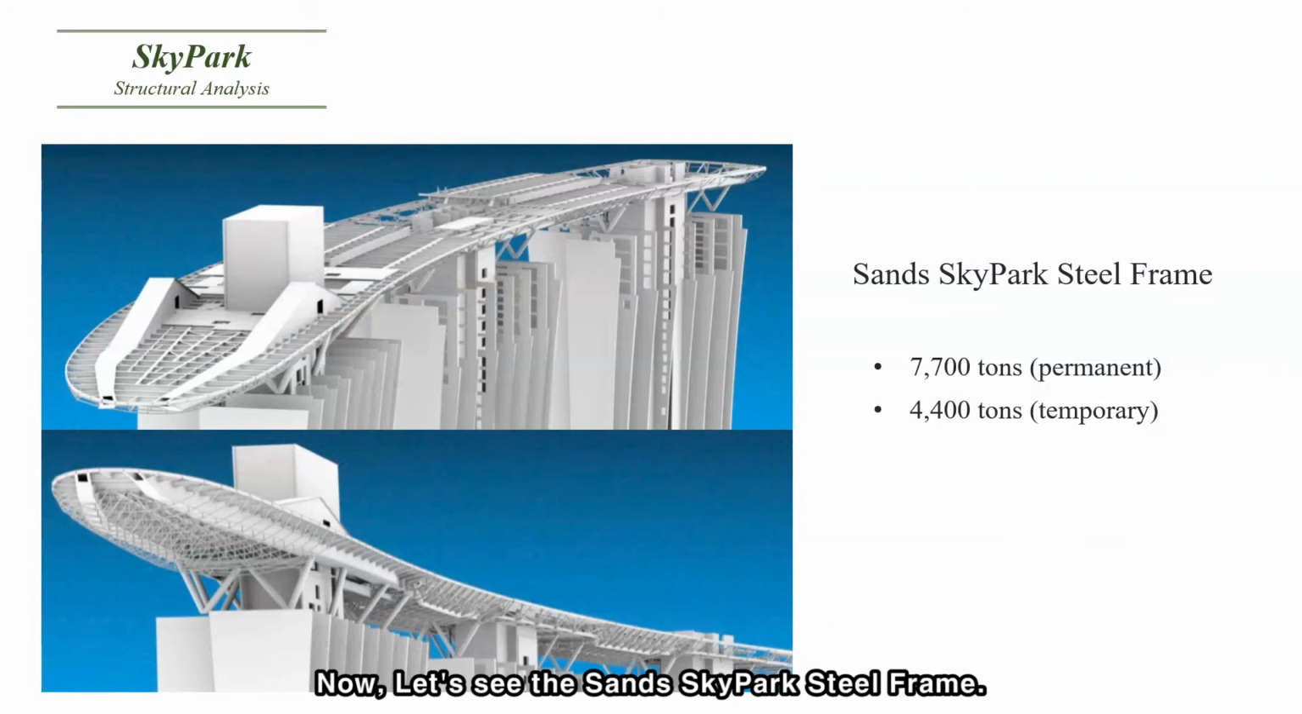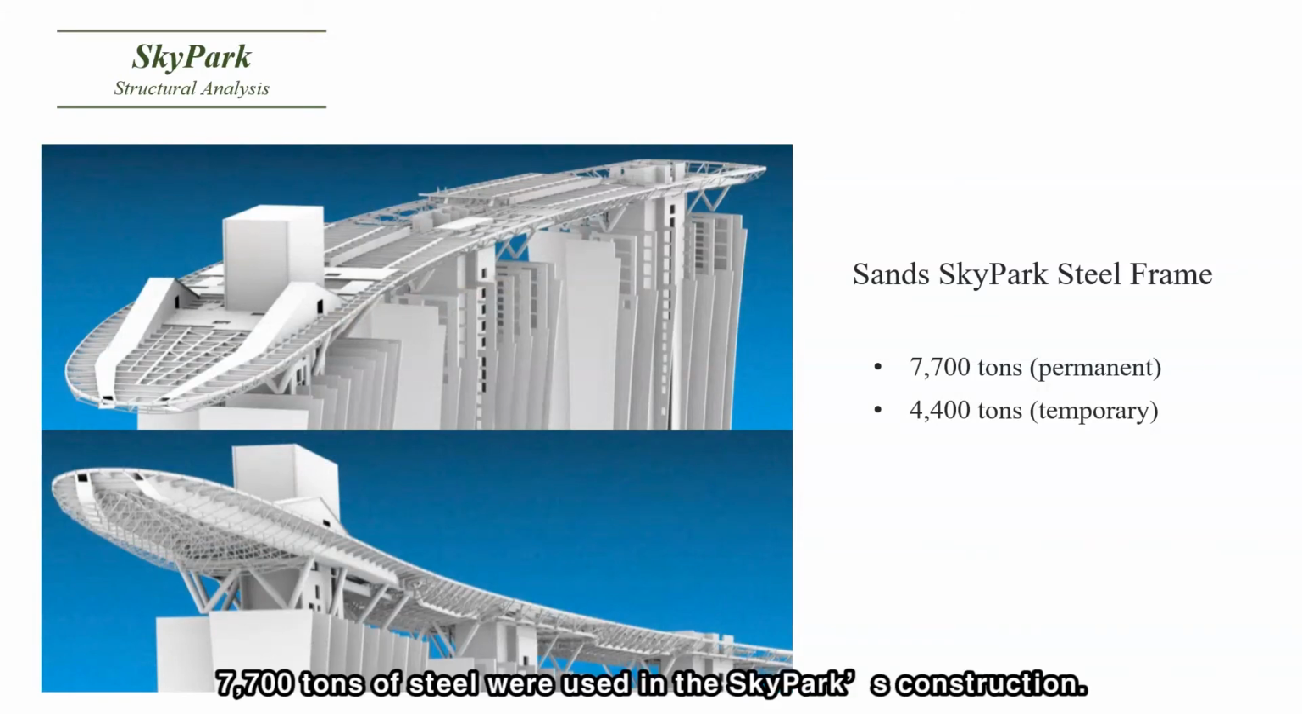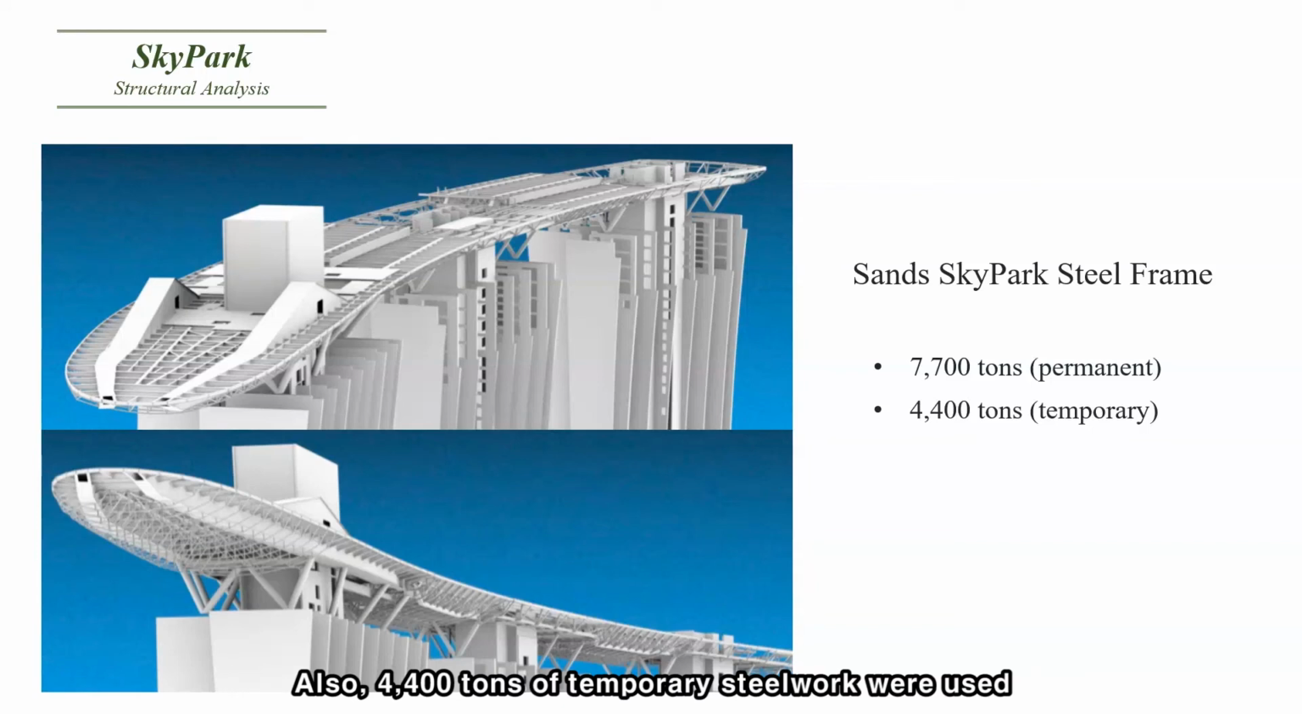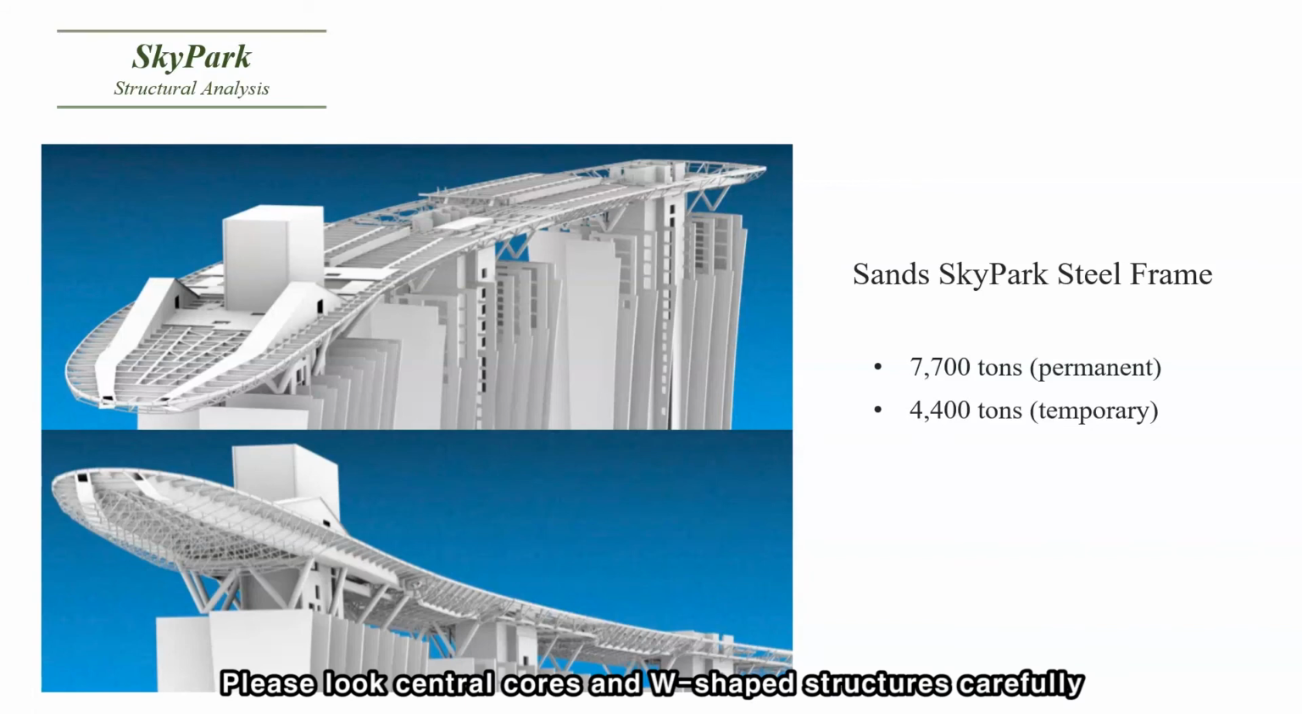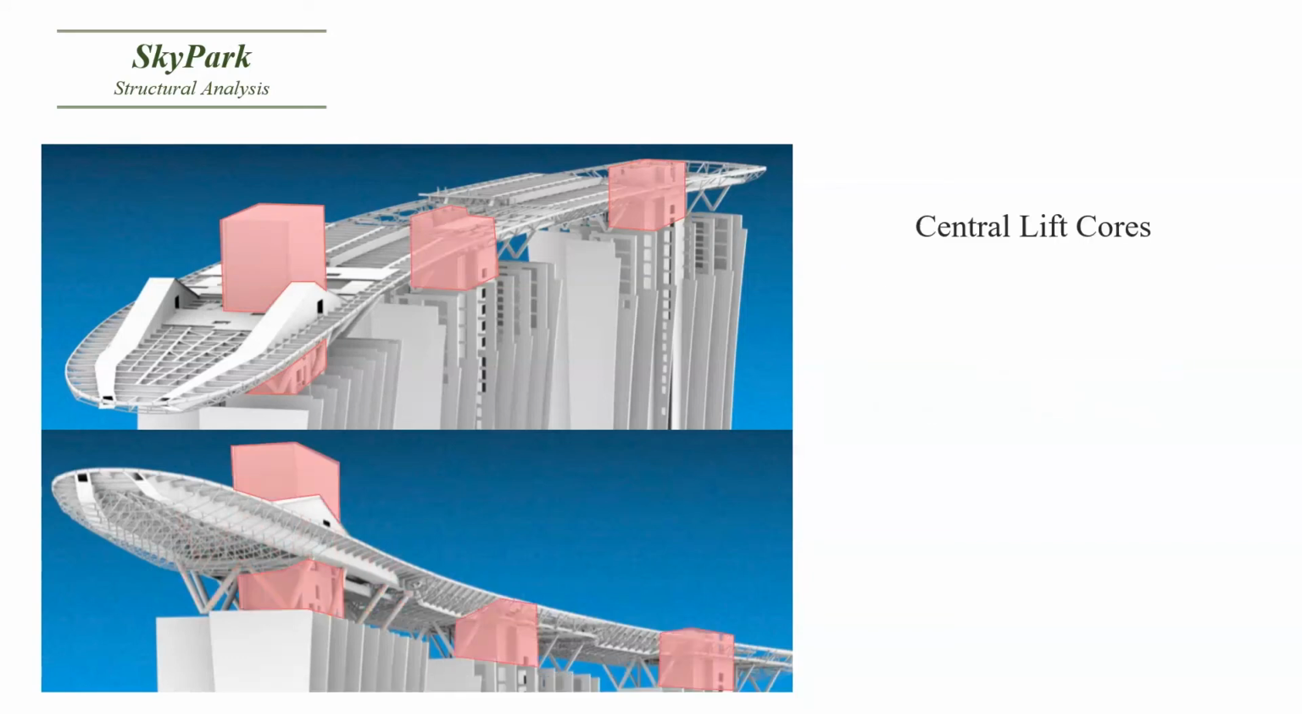Now, let's see the Sands Sky Park steel frame. 7,700 tons of steel were used in the Sky Park's construction. Also, 4,400 tons of temporary steelwork were used. Please look at the central cores and W-shaped structures carefully.